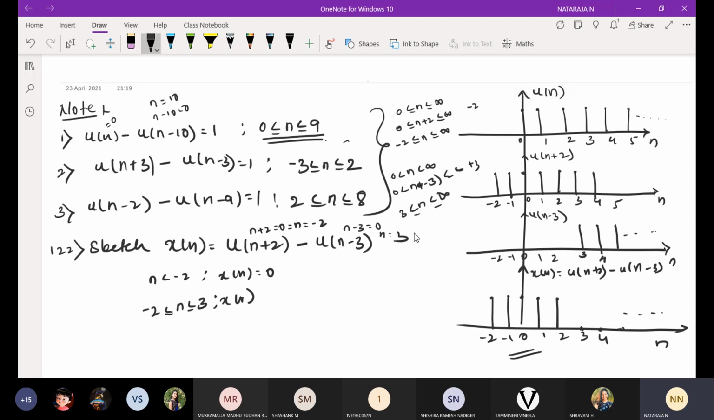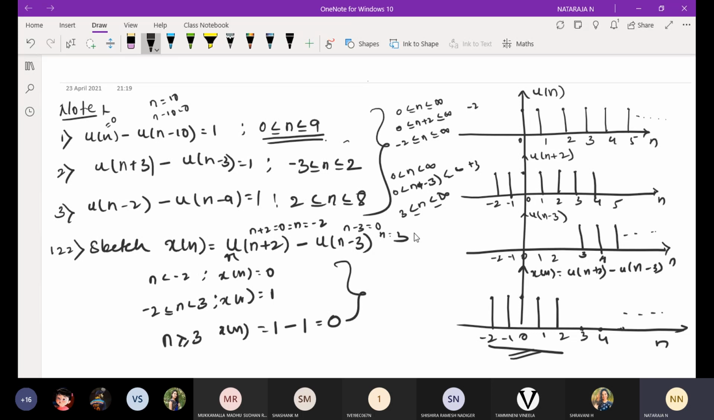X of n will be the amplitude of the first signal, that is 1. Then n minus 3 is equal to 3, so n is greater than or equal to 3. X of n is equal to the amplitude of the previous one, 1, minus the present one, 1, that is equal to 0. Check the signal: from minus 2 to 3, minus 2 less than or equal to n, less than, sorry, this is less than 3.